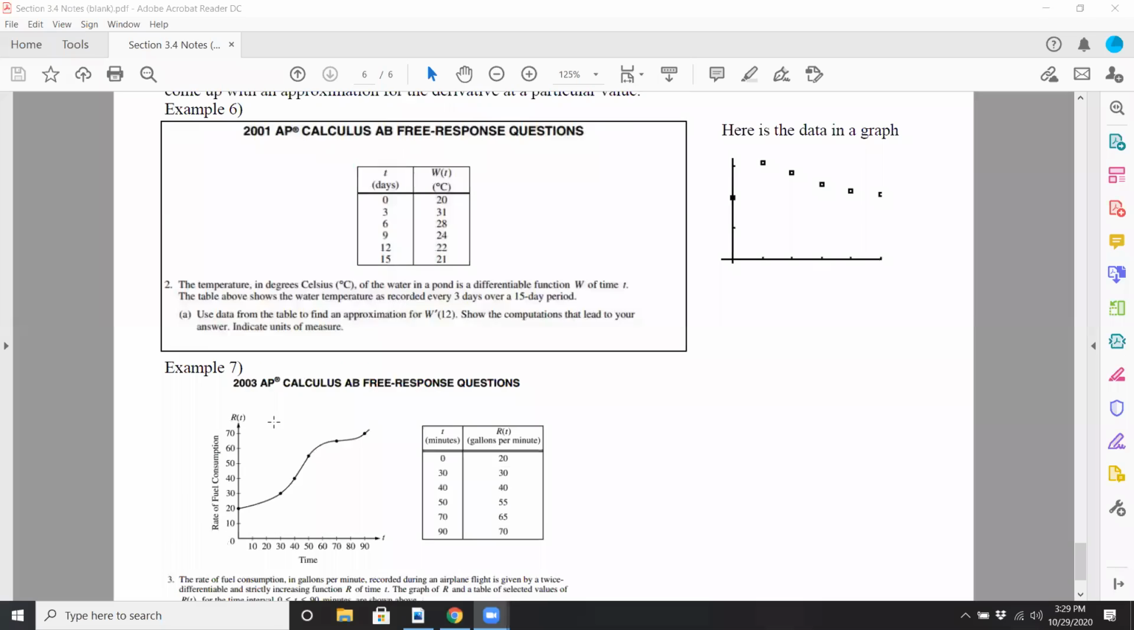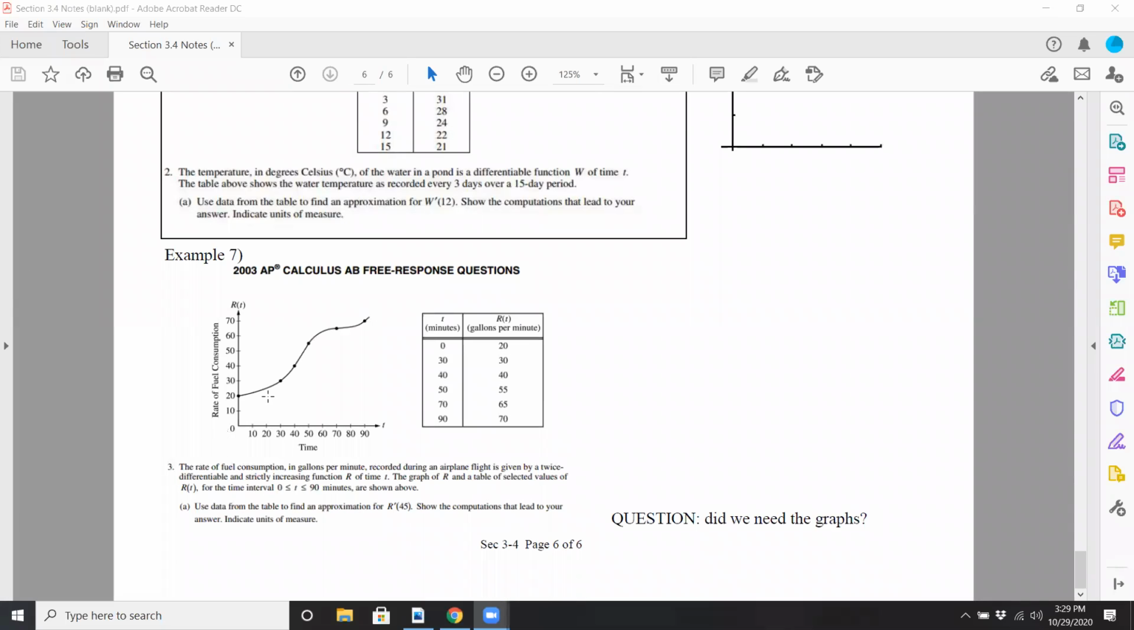Let's see this one more time. This is from the 2003 exam. They're looking at the rate of fuel consumption versus time. The rate of fuel consumption, given in gallons per minute, recorded during an airplane flight is given by a twice differentiable function. The reason I'm saying twice differentiable is because we might wind up doing a second derivative. And it's strictly increasing, okay? The graph of R and a table of selected values are shown. R is the rate of fuel consumption, and this is time. Use the data to find an approximation for R'(45). Show the computations that lead to your answer, and indicate units of measure.